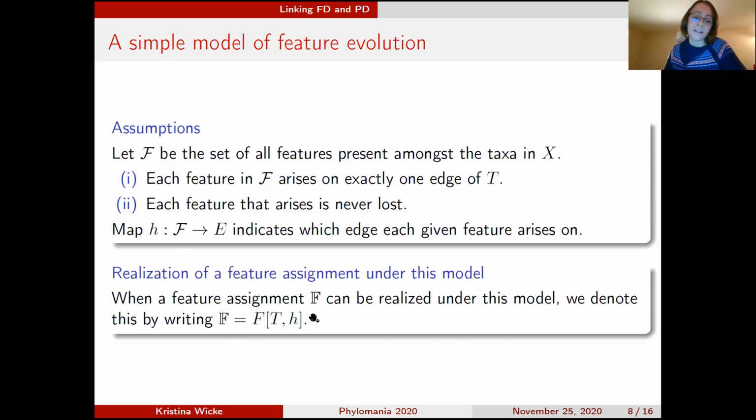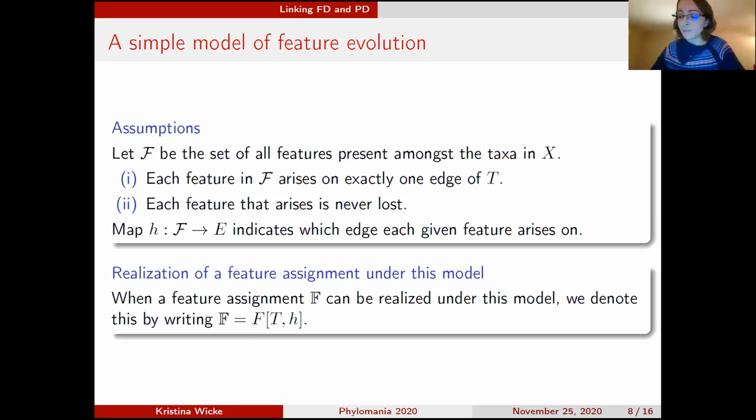So it can be realized under this model. And it's important to note here that by "it can be realized" or "it can be explained", I really mean it can be explained by that model, but not that it has arisen under this model. So it could be that there are, for example, hidden losses and hidden regains, and of course the true evolution would not have followed that model, but it could still be explained by it. And it's easy to see that not every feature assignment can be realized on a tree.